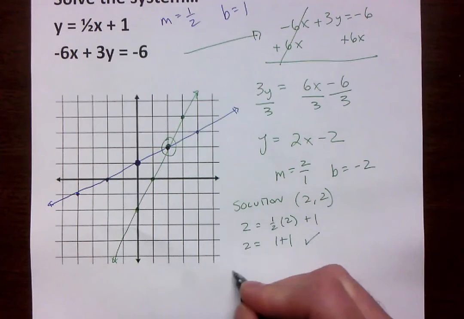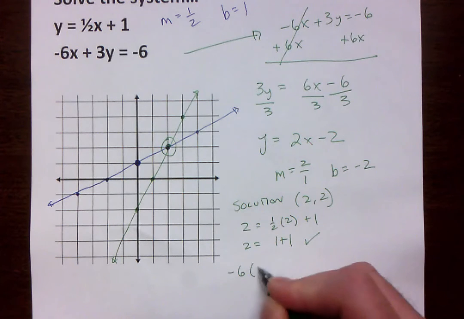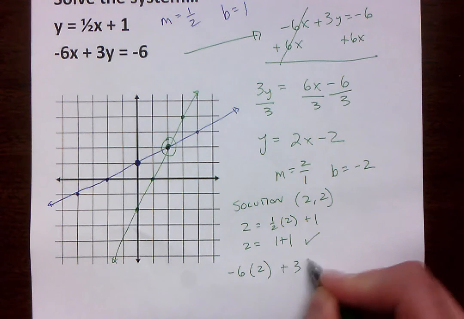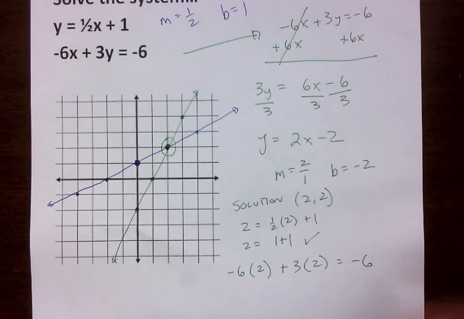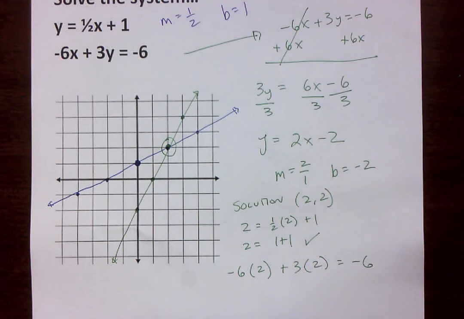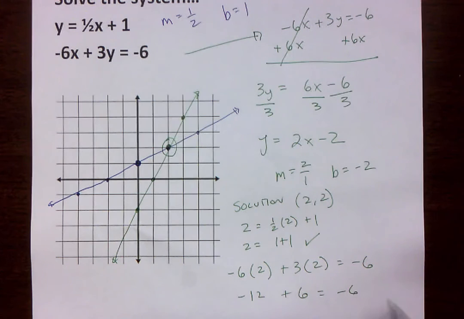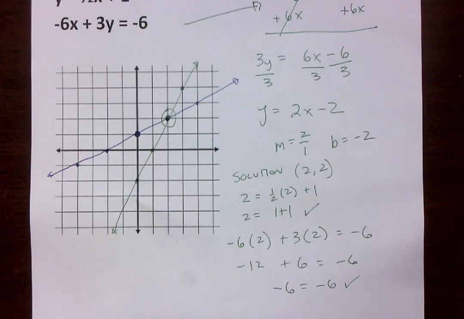So, let's check my second equation. My second equation is negative 6x plus 3y equals negative 6. As you notice there, where I had x and y, I put in 2 and 2. Let's go ahead and simplify this, see what happens. Negative 12 plus 6 equals negative 6. And then what is negative 12 plus 6? Well, negative 6 equals negative 6. I have shown or proven that 2, 2 is a solution to my system of linear equations.